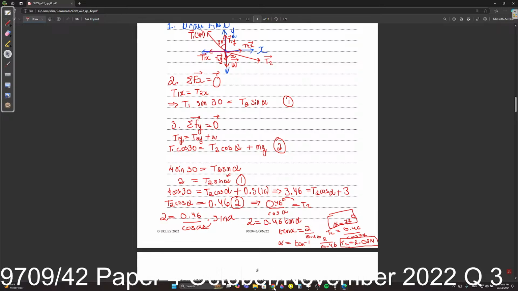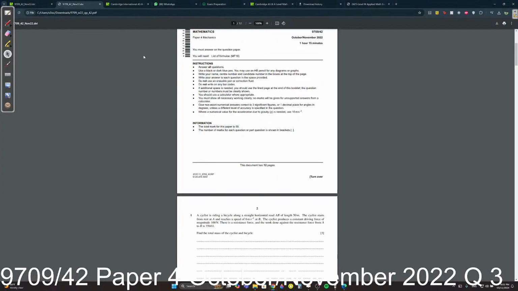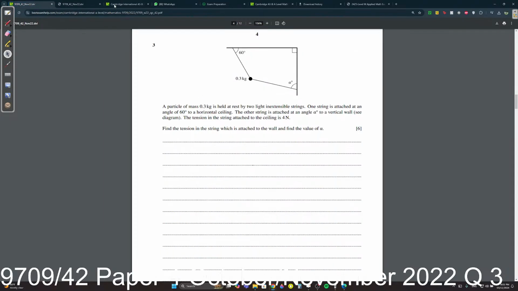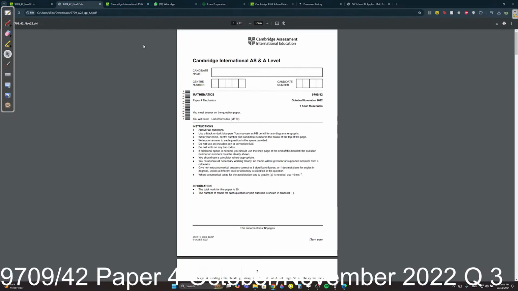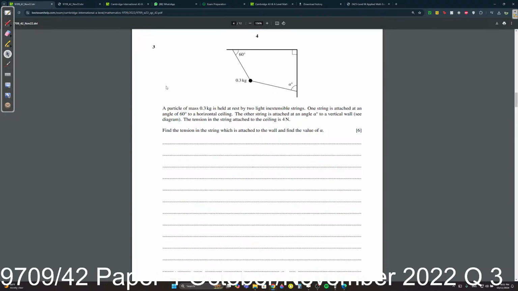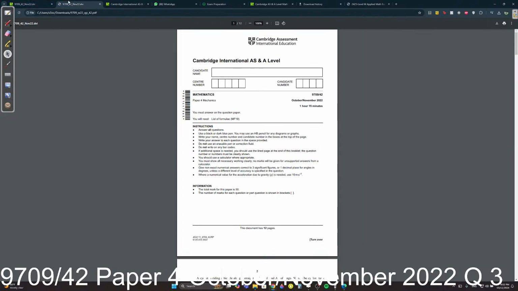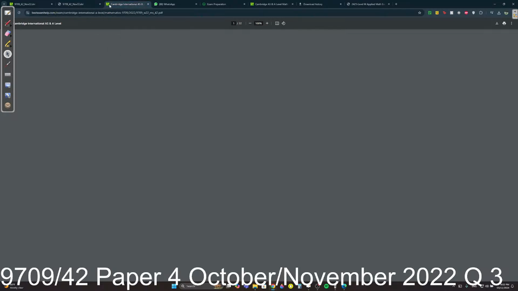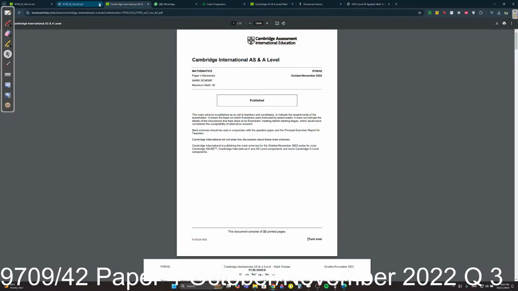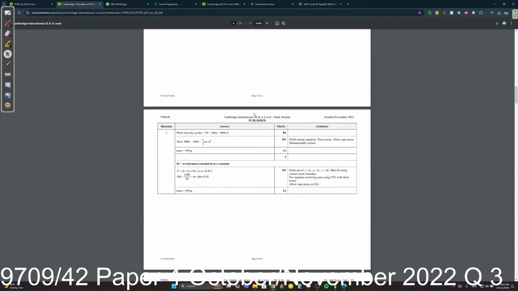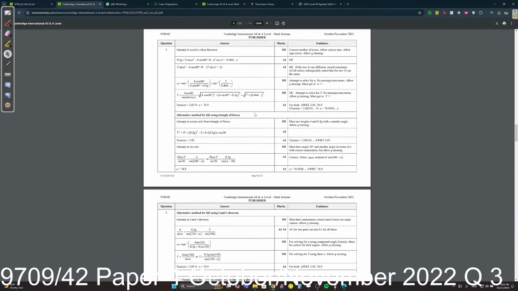Let's see. Okay, this is what I want. Let me see, question 3. They got alpha is equal to 76.9 and tension is equal to 2.05.